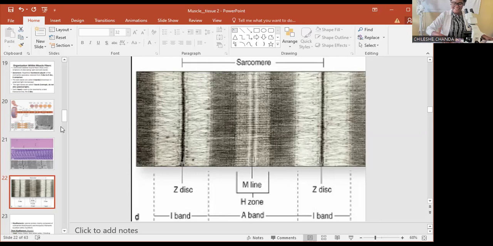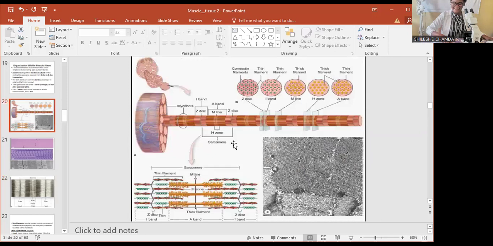Now, when you look at this picture here at the bottom, you are going to see that this thin filament is running from this Z disc all the way up to somewhere in the middle of the darkened area. This darkened area has got thick filaments, and those thick filaments are myosin. These are actin.